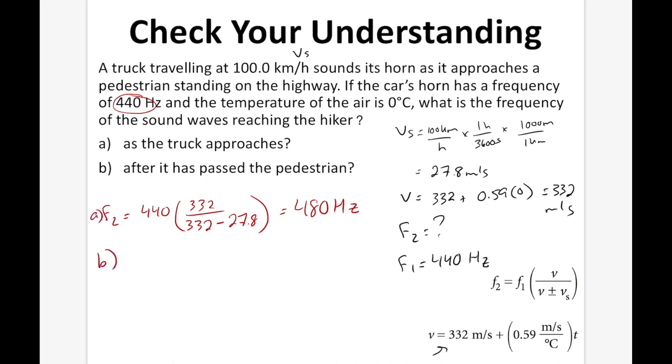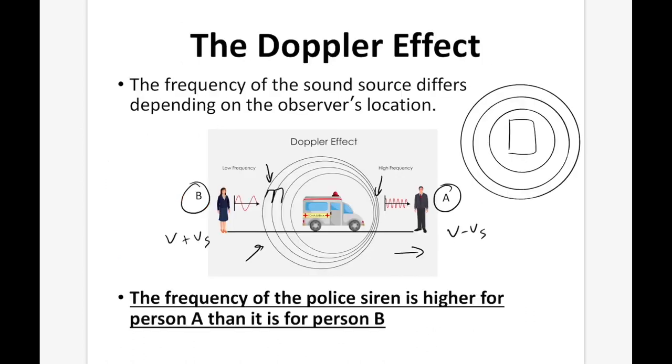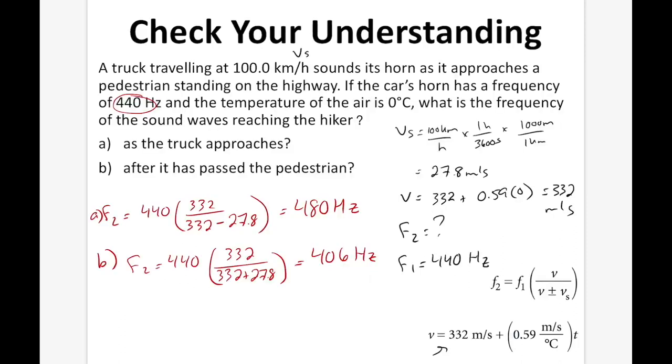B says after it passes the pedestrian. So that's going to be the exact same thing, only we're going to add 332 plus 27.8. So F2 is going to equal 440 times 332 divided by 332 plus 27.8. That's going to equal 406 Hertz. As the vehicle is moving away from you, its perceived frequency is going to be lower because the waves are going to be stretched out. It's going to look a lot like person B here. As the vehicle moves away, the perceived frequency is less than when it's coming towards you, as is the case with person A. Now we should have two sig digs in our answer, so our final answers become 4.8 times 10 to the 2 Hertz, even though 480 Hertz is actually correct, and 4.1 times 10 to the 2 Hertz.